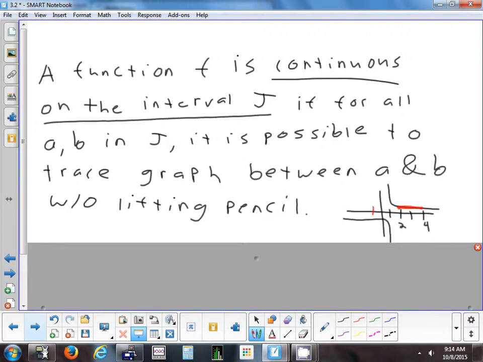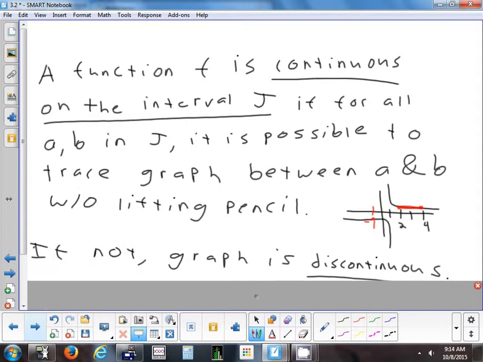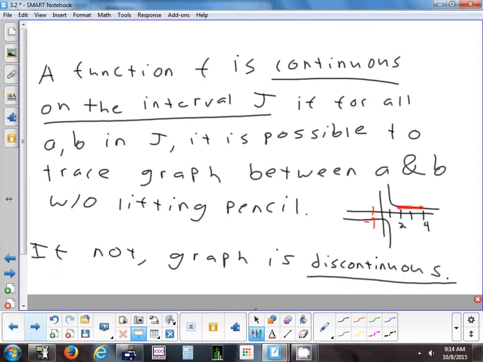Now, there might be other numbers, like if I said trace from -1 to 4. No. You cannot trace from here to here without lifting your pencil. So in that interval, you'd have to pick it up. It would be discontinuous. So if you have an interval and you have to pick up your pencil to trace, that's called a discontinuous interval.